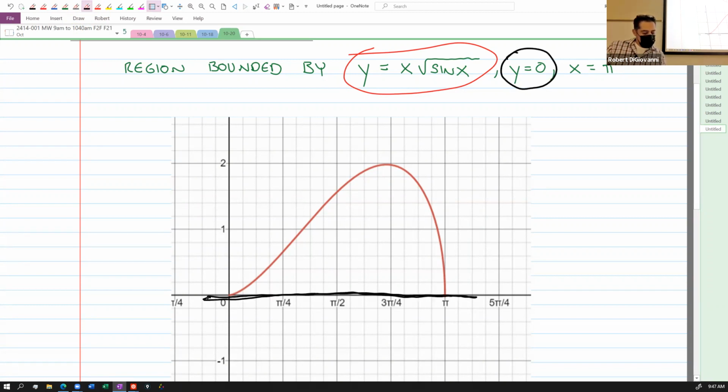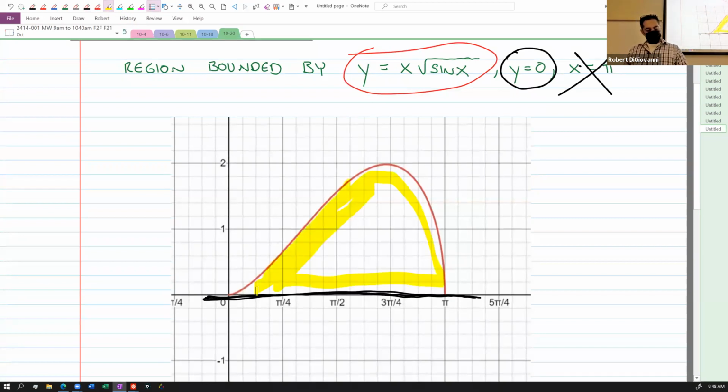And you know what? If I would have thought about it for a second, I'd realize I didn't need x equals pi, because x equals pi is a vertical line, and I don't need it because it actually closes off there. I was afraid it didn't. Obviously, sine of pi is 0. So there's our region. You got it?